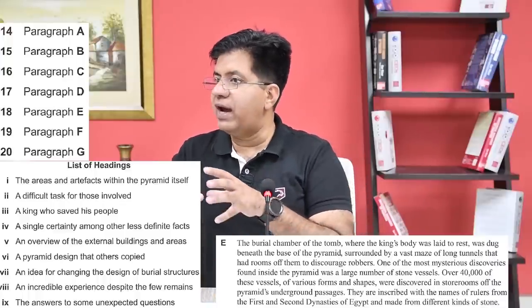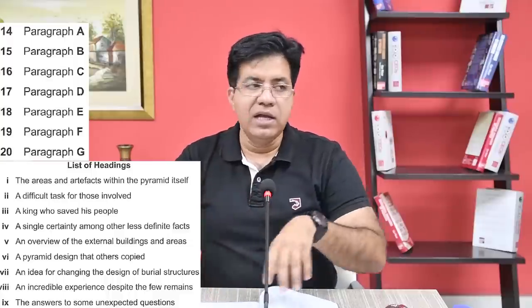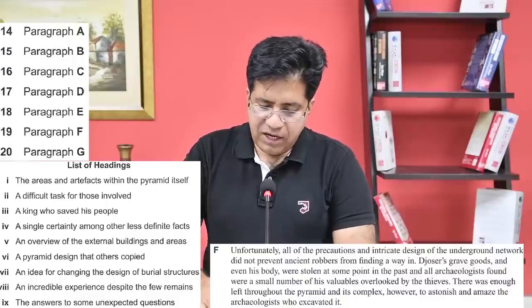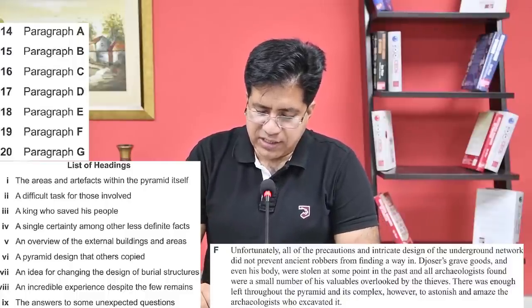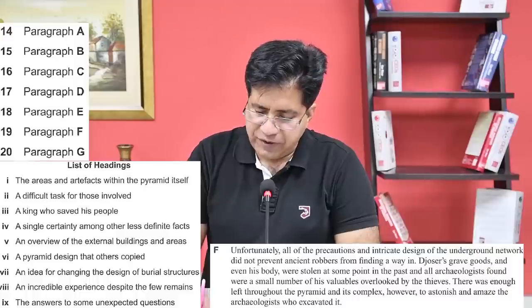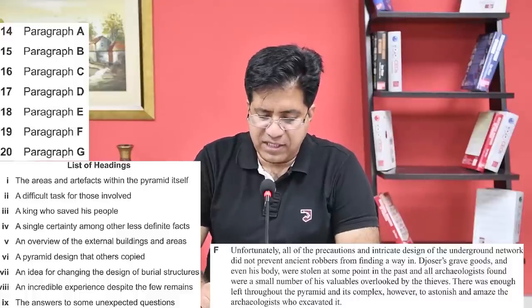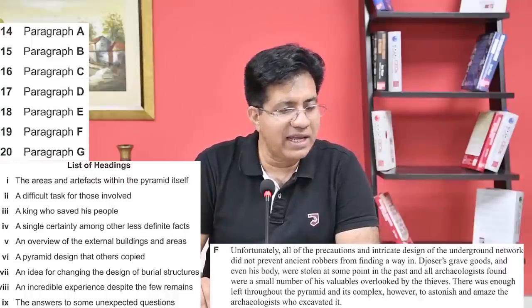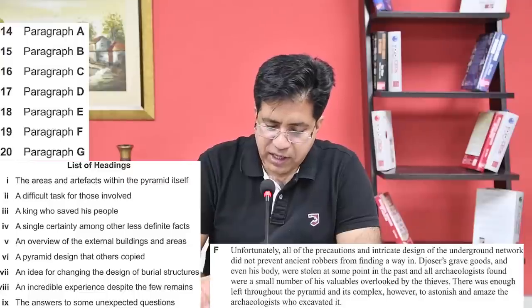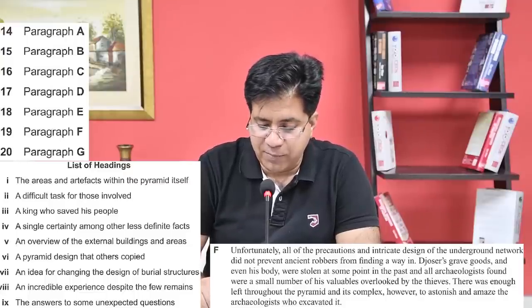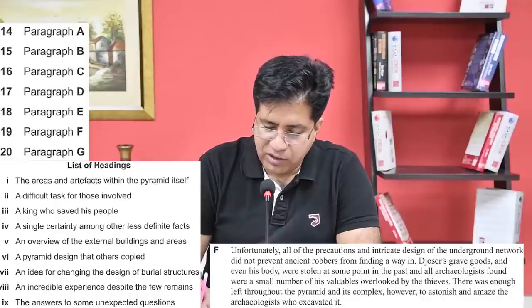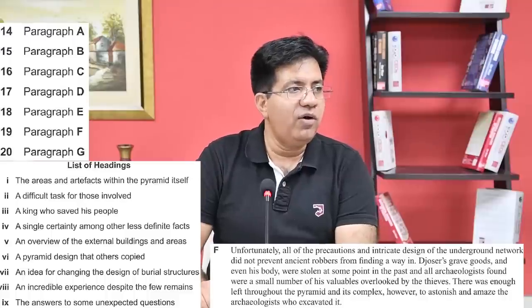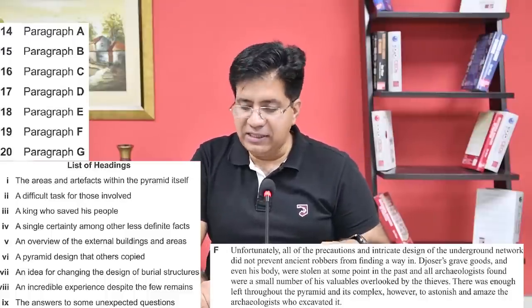Now see, sometimes you find the clue in the beginning, sometimes middle, sometimes end. So you got to skim read. Paragraph F. Unfortunately, all of the precautions and intricate design of the underground network did not prevent ancient robbers from finding a way in. Means chor, chori karke le gaye, right? Djoser's grave goods and even his body were stolen at some point in the past, and all archaeologists found were a small number of his valuables overlooked. So, they did not find anything. I mean, these things were stolen.